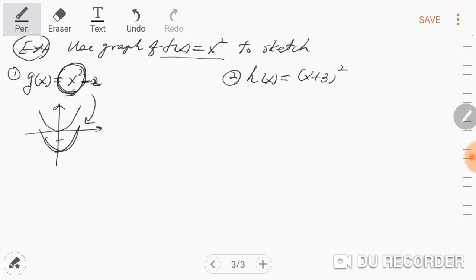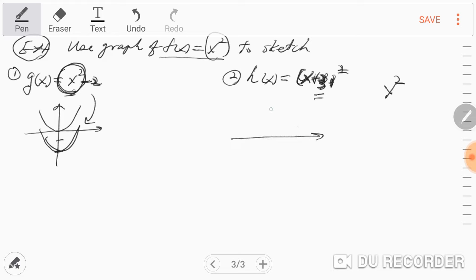How about number 2? H of x equals x plus 3 squared. Okay, so I'm going to use the x squared graph because this is something squared. And the base x is replaced by x plus 3. So this means this is a translation, shifting the graph of x squared 3 units where? Okay, plus 3 means to the left.